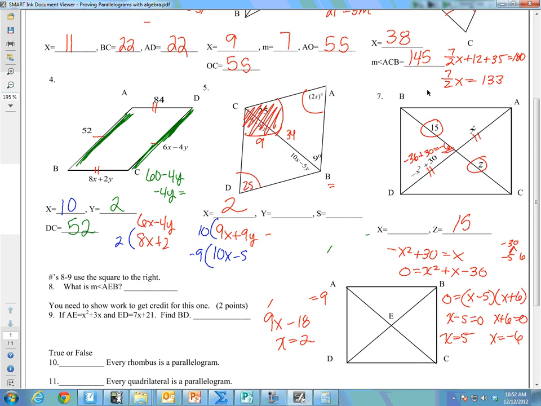The easiest place to see that it does not work is here as well. If I plug in x to be negative 6, I get a to, let's call that point m, I get a to m to be negative 6, and that can't happen. So negative 6 does not work. 5 is the only one that works.